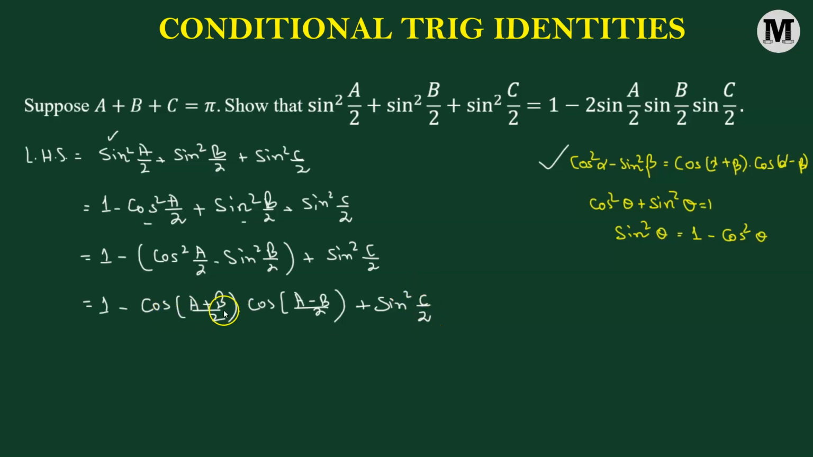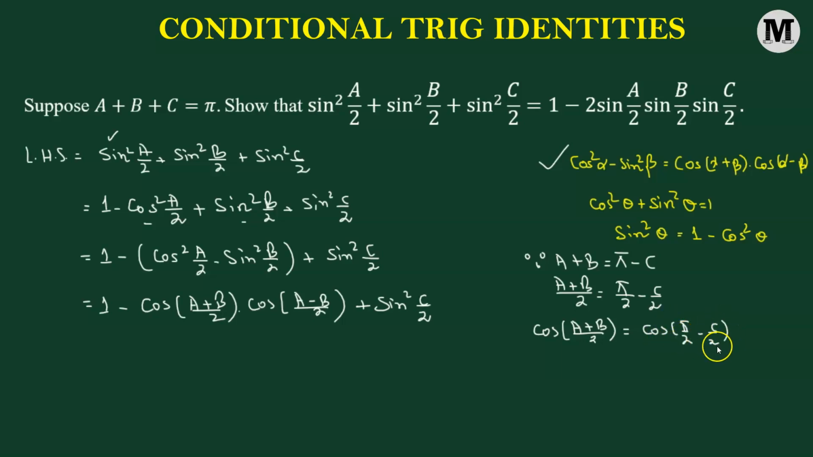Next, we're going to change cosine of a plus b over 2. Let's make use of the fact that a plus b plus c equals pi radian, so a plus b is the same as pi minus c. Dividing both sides by 2, we get a plus b over 2 equals pi over 2 minus c over 2. Now we take the cosine of both sides. The cosine of a plus b divided by 2 must equal cosine of pi over 2 minus c over 2. But we know that cosine of pi over 2 minus c over 2 is simply sine c over 2. So essentially cosine of a plus b over 2 is the same as sine of c over 2, provided we meet the criterion that a plus b plus c equals pi radian.